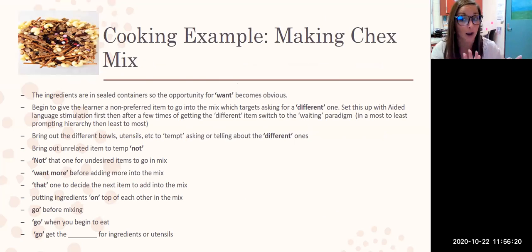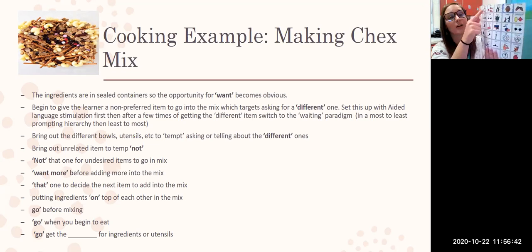This is also on Practical AAC. It gives step-by-step things, and I think there's one for fruit salad and something else. There are quite a few on there. And the link is in your resources. So those sealed containers, "want," because they can't get to them unless you open them. So that gives them that opportunity for "want."